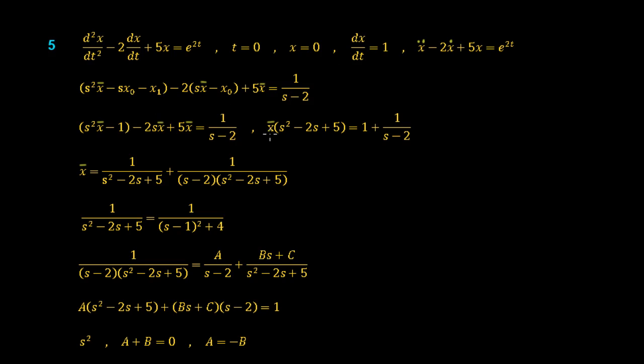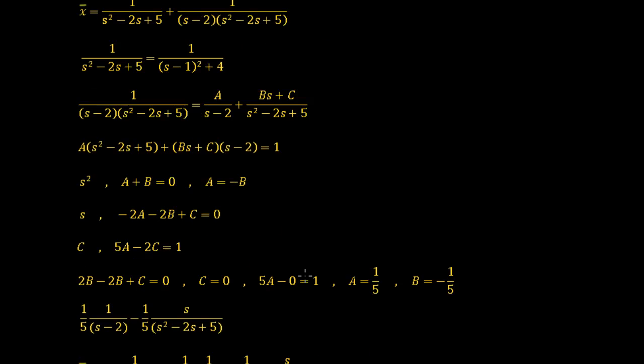We then gather the like terms in x bar and then transpose for x bar, giving us 1 upon s squared minus 2s plus 5 plus 1 upon s squared times (s minus 2) times (s squared minus 2s plus 5). Taking the first term here and completing the square on it gives us 1 upon (s minus 1) all squared plus 4. Taking the second term here using partial fraction expansions gives us a upon s minus 2 plus bs plus c all upon s squared minus 2s plus 5.